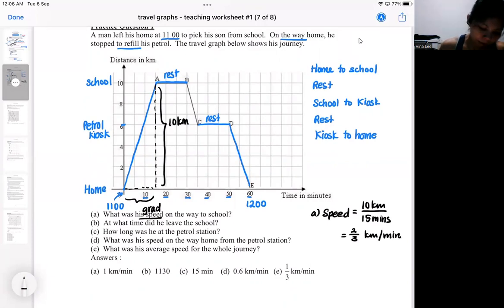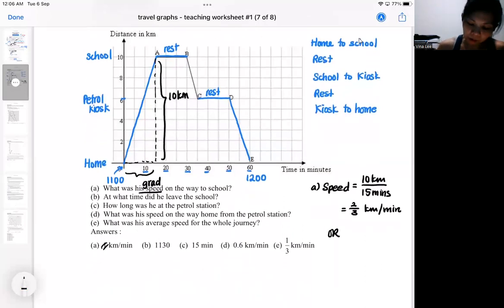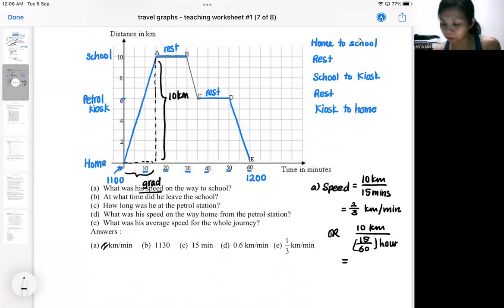Okay, there's something wrong with the answer. Or if you have done it in hours, it will be 15 over 60 hour. So it depends on the unit. Unless it's specified by the question, then you will have 40 kilometers per hour. So in this question, they didn't specify, so it's really up to you. So you need to take note.